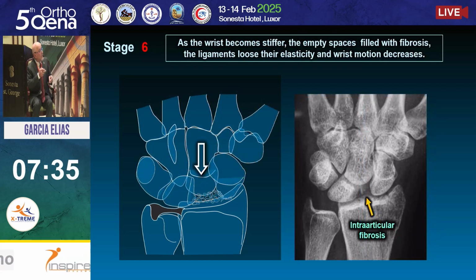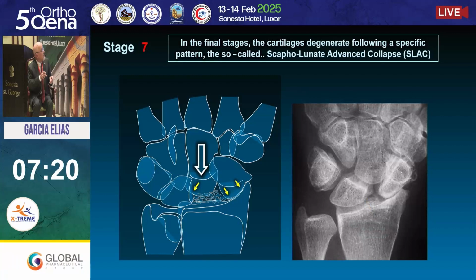Why? Because all the empty spaces are filled with fibrosis. All the intra-articular fibrosis has decreased motion, and therefore it's no longer unstable. No longer unstable, and then stage 7, it's in final stages where the cartilage has gone, and now we have arthrosis.